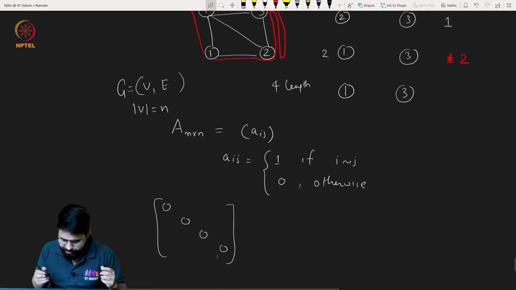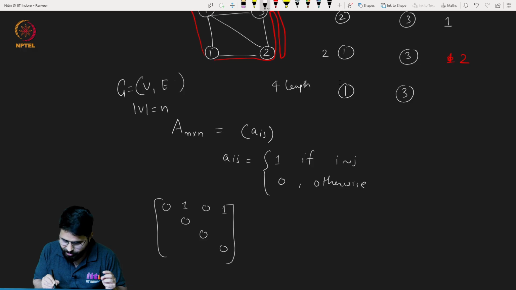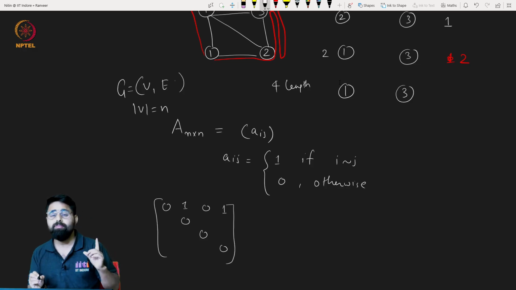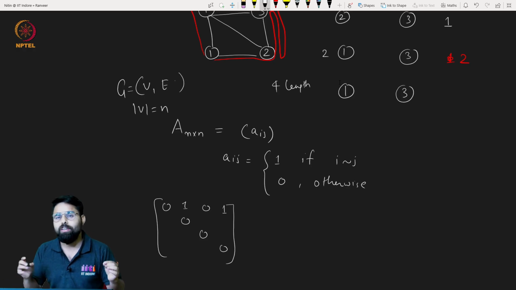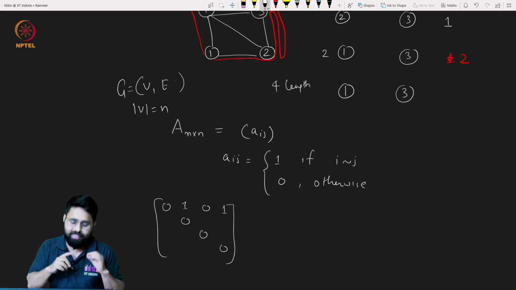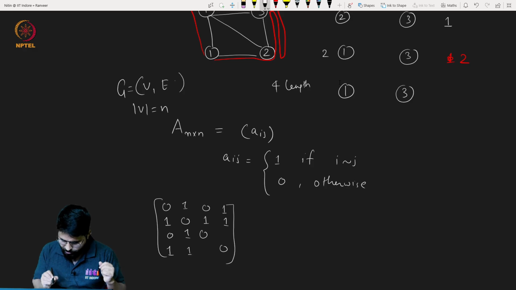Okay, so 1, 2 there is an edge, 1, 2 there is an edge, 1, 3 there is no edge, 1, 4 there is an edge. Now see, the graph is undirected. So if the ij edge is there, the ji edge is also there. So I can simply say this will be equal to 0 and 1, because the matrix will be symmetric. Now between 2, it is connected to the rest of this. So this will also be 1.